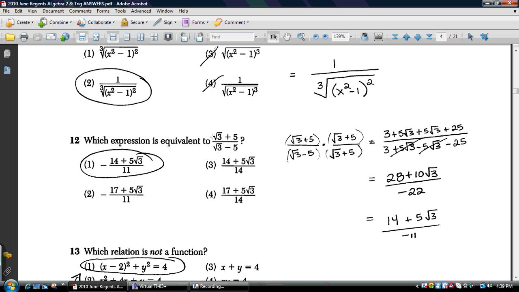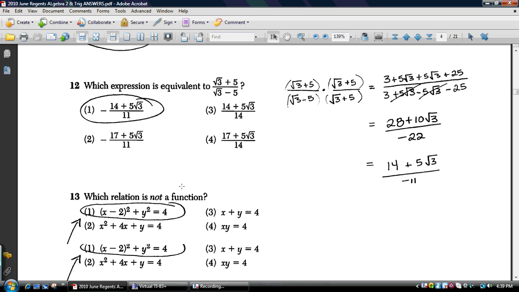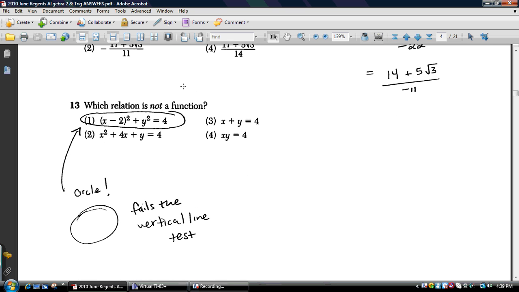You got a fraction and there's some radicals in it. Multiply by the conjugate, top and bottom, reduce it down, multiplies out. Everything over here can be divided by 2. So there you go. Which relation is not a function?